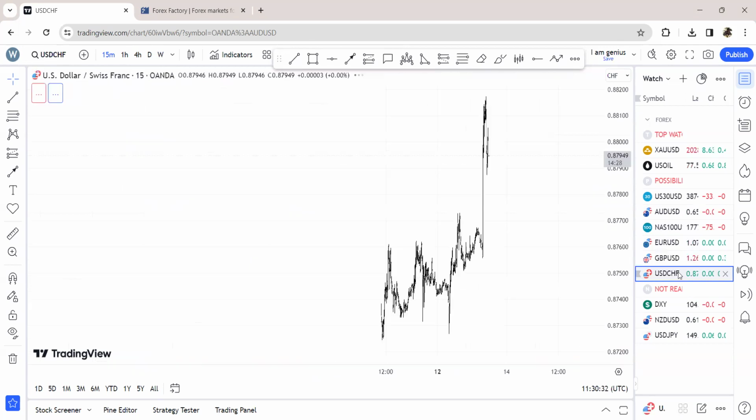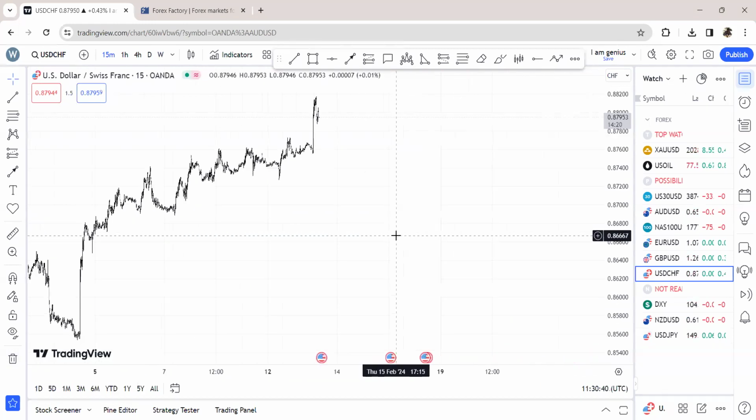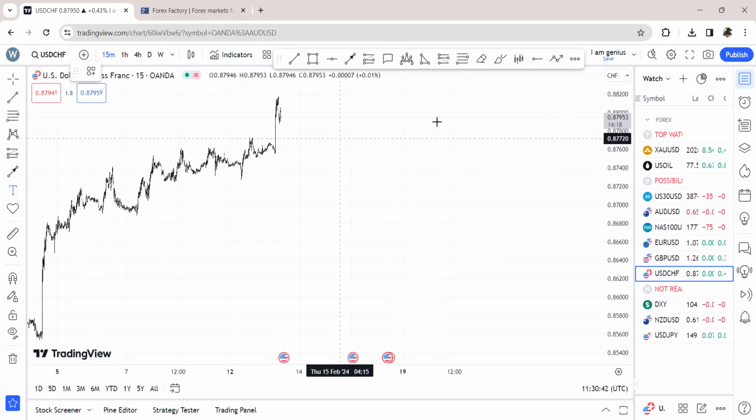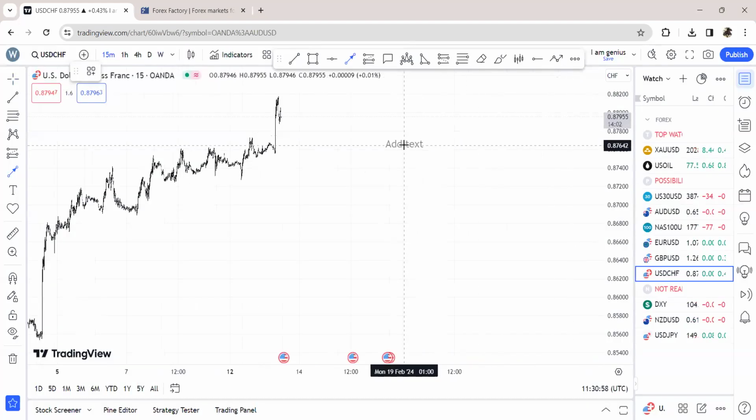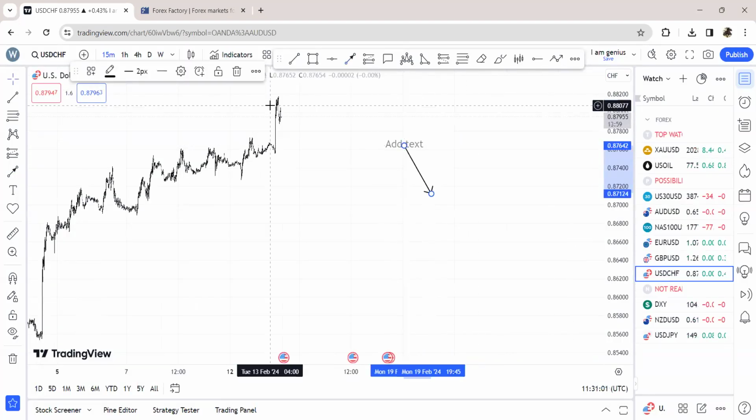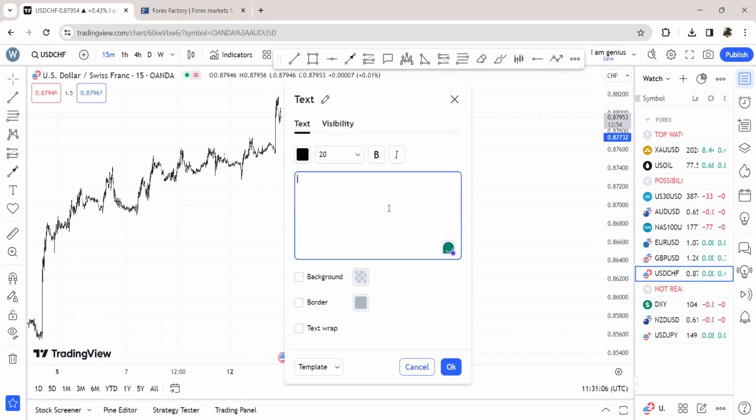Okay, so let's move to a different chart. So this is USD CHF. So a quick quiz. USD CHF. Between these two, where does it keep disappearing? USD. Oh, not there. So USD CHF.